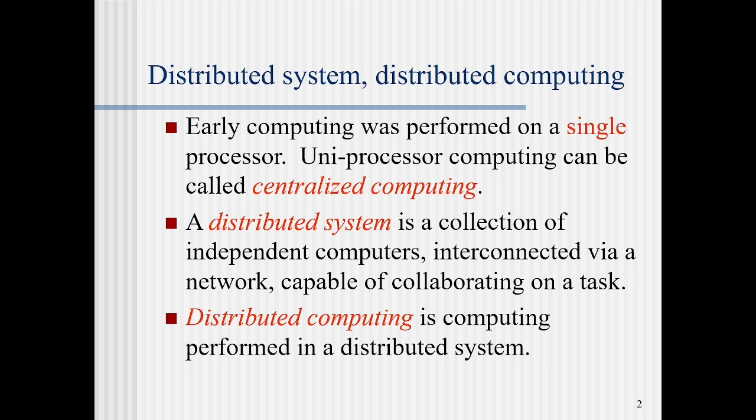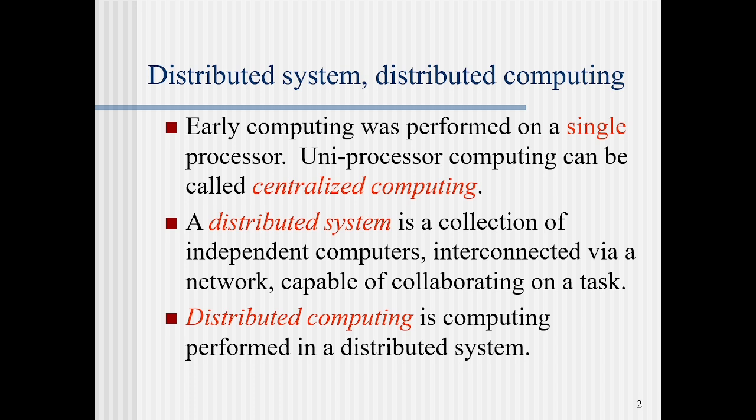In the early days we were performing on single processors, which we can call a uniprocessor. That can be called centralized computing, because we are performing each and every operation based on a single processor. So each and every task is given to the processor, and the processor will execute it.